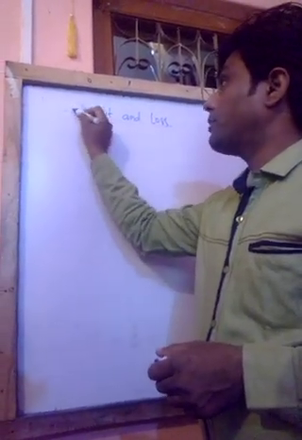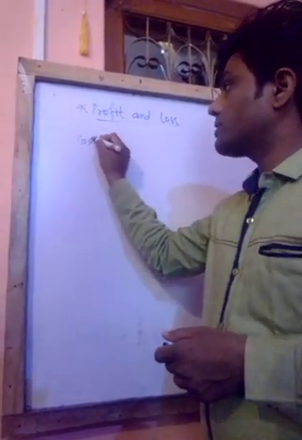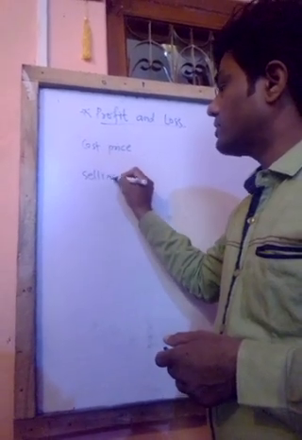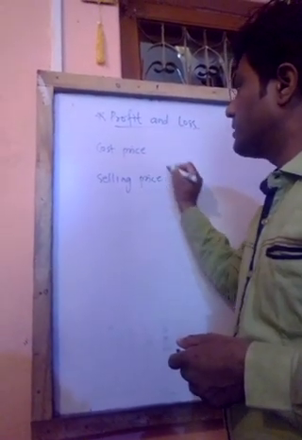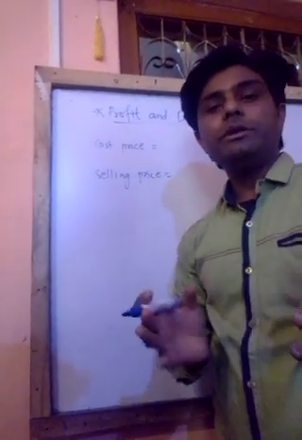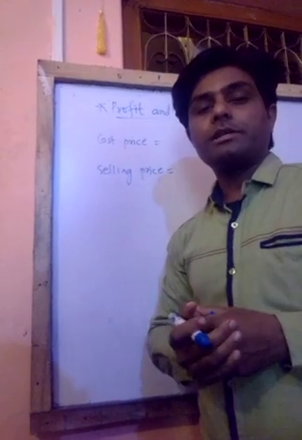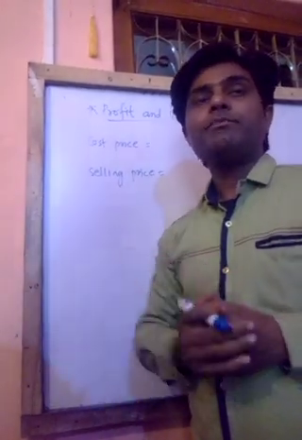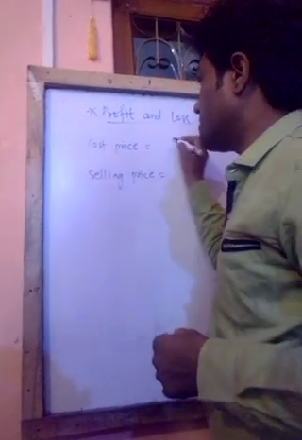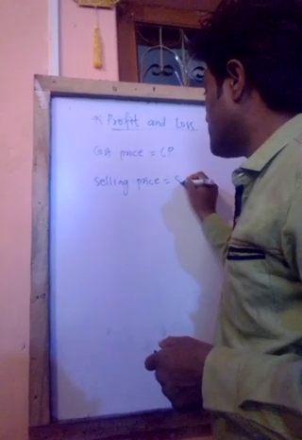Before we learn about profit and loss, we need to first understand what is cost price and what is selling price. Cost price is the cost at which we purchase anything. When we sell it, whatever price we get is the selling price. We will consider cost price as CP and selling price as SP.